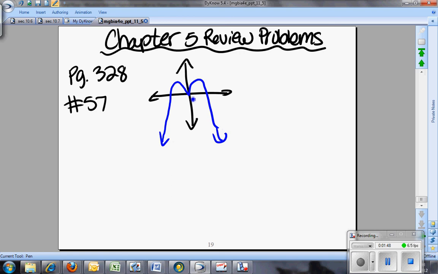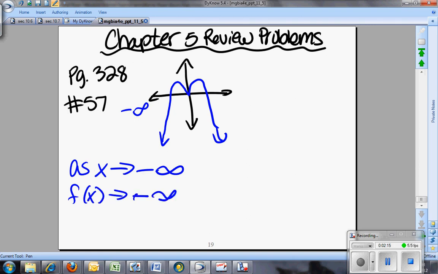The end behavior is talking about what is happening to the function as I'm traveling all the way to the left, because this is the end, and what's happening as I'm traveling all the way to the right, positive infinity. Let's start looking to the left. As x is approaching negative infinity, I'm going left, left, left, and my function is also headed toward negative infinity.